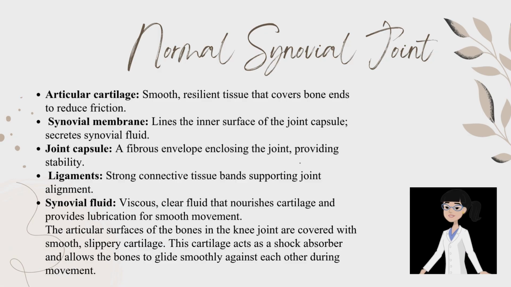Let's now look at the structure of a typical synovial joint. It consists of articular cartilage, a smooth covering on the bone ends that reduces friction. The synovial membrane lines the capsule and produces synovial fluid for lubrication. The joint capsule encloses and protects the joint. Ligaments connect bone to bone and provide stability. Synovial fluid, viscous, clear fluid that nourishes cartilage and provides lubrication for smooth movement. Muscles and tendons around the joint help control movement and maintain dynamic support. All these components work together to provide smooth, pain-free motion.